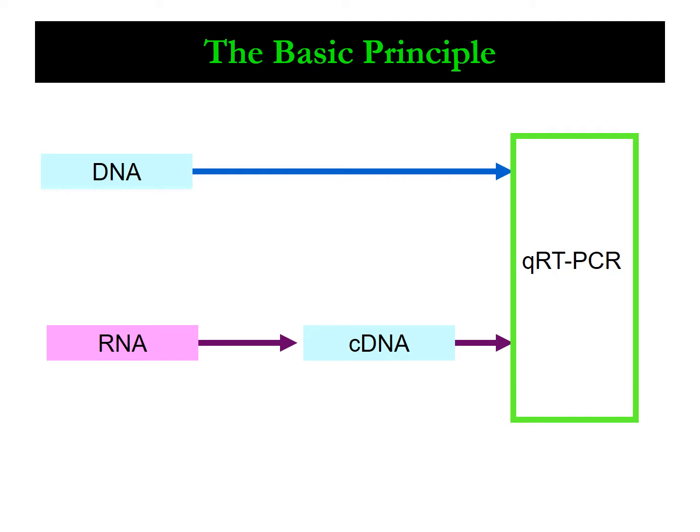In order to carry out a RT-PCR protocol, DNA can be incorporated directly into the qRT-PCR system. However, RNA must be converted into its complementary DNA, or cDNA, in order for the qRT-PCR to be successful.